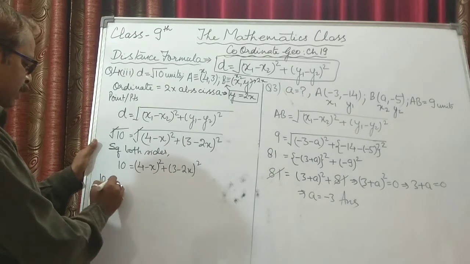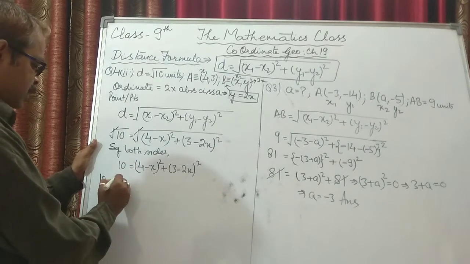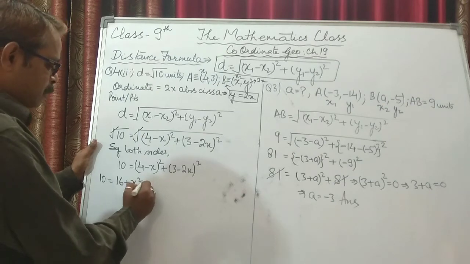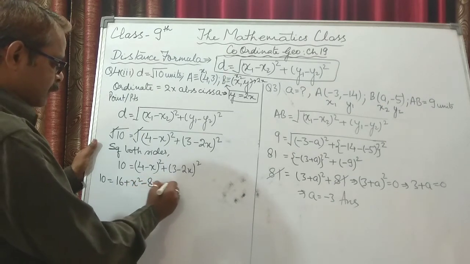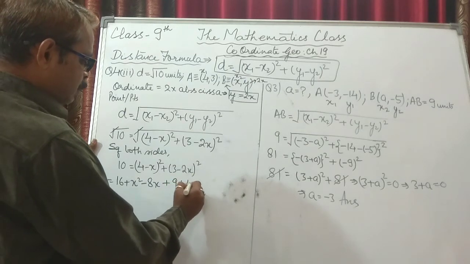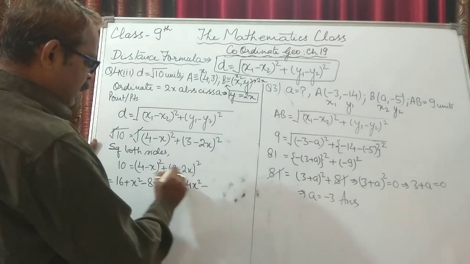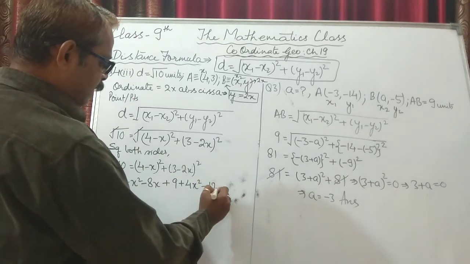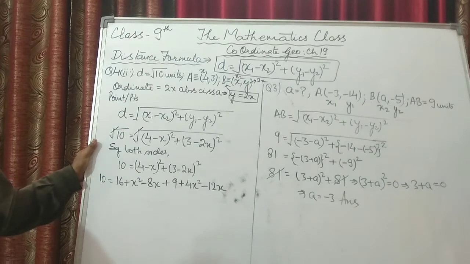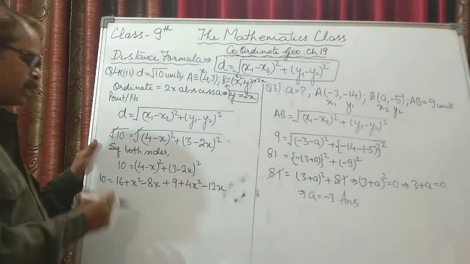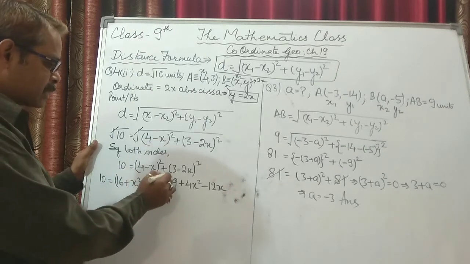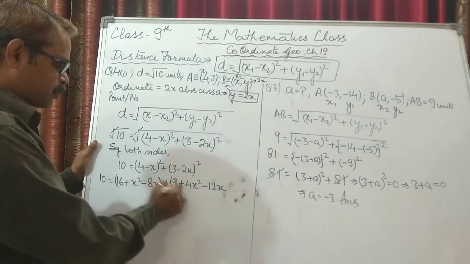So this will be 10 is equal to, using (a minus b) whole square, a square, 4 square is 16, plus b square, that is x square, minus 2ab, that is minus 4 2s are 8x, plus (3 minus 2x), 3 square is 9, plus b square, that is 4x square, minus 3 2s are 6, 6 2s are 12x. Both of these are opened with the formula (a minus b) whole square is a square plus b square minus 2ab.